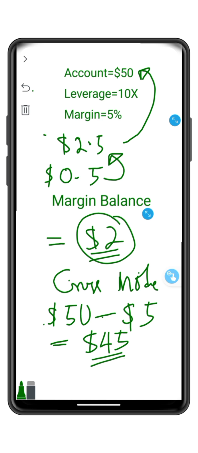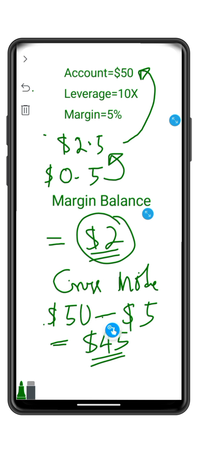So you see, in cross margin, your entire account balance is at risk. But in isolated margin, just the margin you put into the trade. In isolated, just the margin you took from here and put into the trade, that's the only thing that is at risk. Once you get liquidated, the remaining balance is still safe. But in cross margin, your entire account balance is at risk.